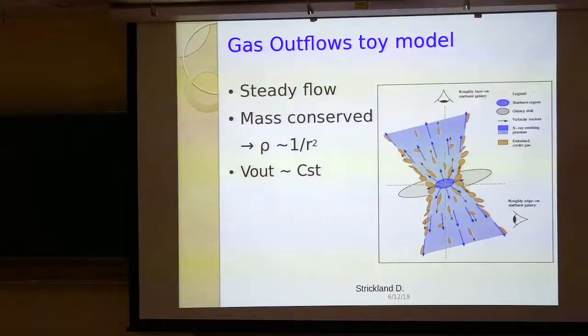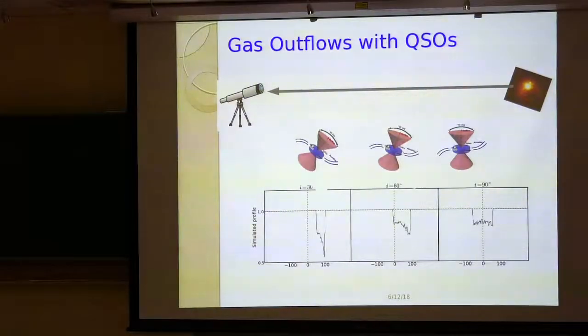To show this, let's put together a very simple toy model for outflows. We start with the picture that we discussed yesterday, with a hot medium pushing on and entraining cold material. You assume a steady flow and mass conservation, so the density of these clouds goes as 1/r². Far out, once you're out of the acceleration region, you can assume that the velocity of the outflow is constant. With this very simple toy model, you can then predict the absorption you would get as a function of the inclination of the galaxy with respect to the line of sight. When it's exactly perpendicular, you have a symmetric absorption, and the more inclined it is, the more asymmetric it becomes.